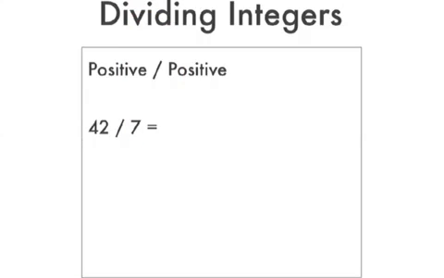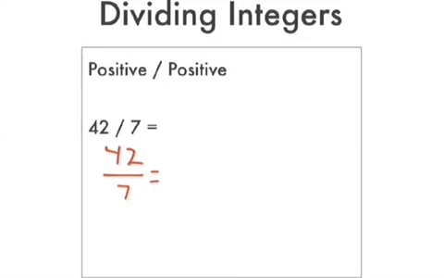As we start at the top, again we start with the self-explanatory one: a positive divided by a positive. We're dividing, not multiplying, integers here. We've got something like 42 divided by 7. When you see that slash, that can mean 42 divided by 7. The other way you can see this is written as 42 over 7, and that also means the same thing.